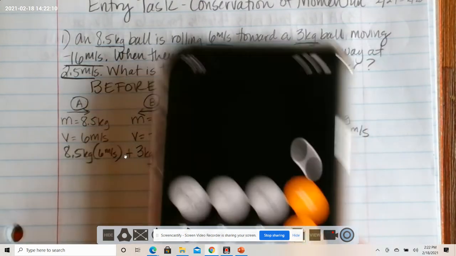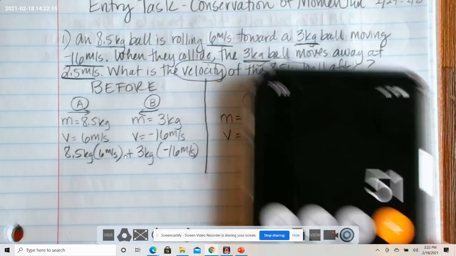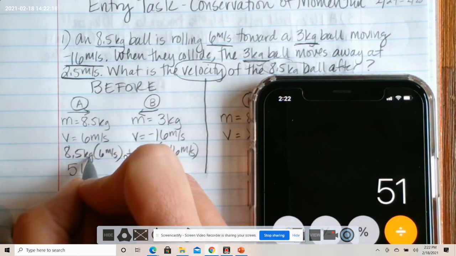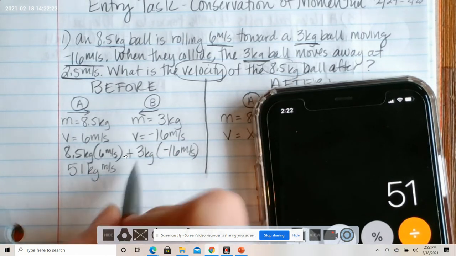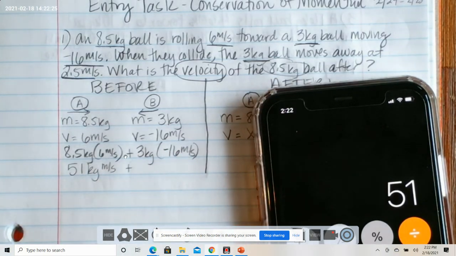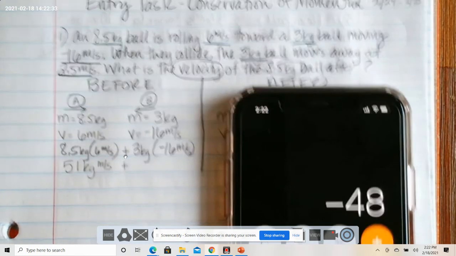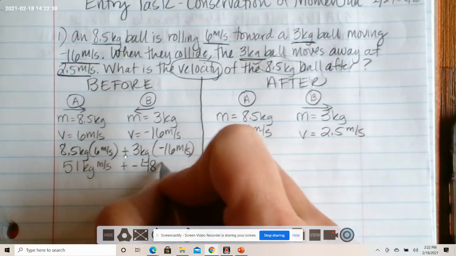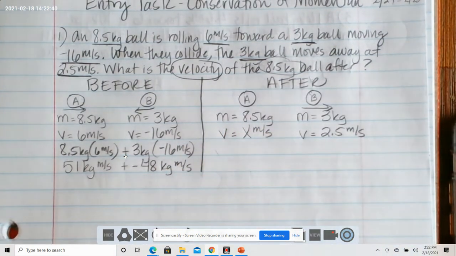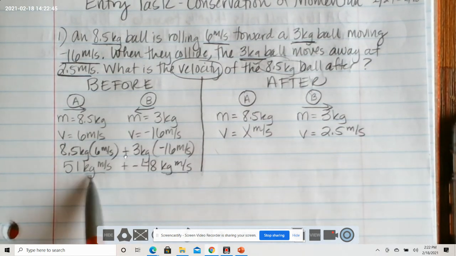So 8.5 times 6 is the first one. That's going to give me 51. And I'm multiplying kilograms times meters per second, so that's how I know it's a momentum. So that's 51 kilograms meters per second. I'm going to bring down my plus sign. And now I'm going to multiply 3 times negative 16. And I get negative, don't forget your negatives, 48. And again, it's kilograms meters per second. It's a momentum. So now that I have like terms, kilograms meters per second and kilograms meters per second, I can add them together finally.